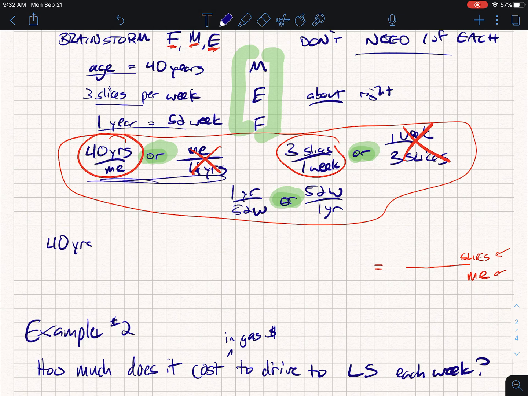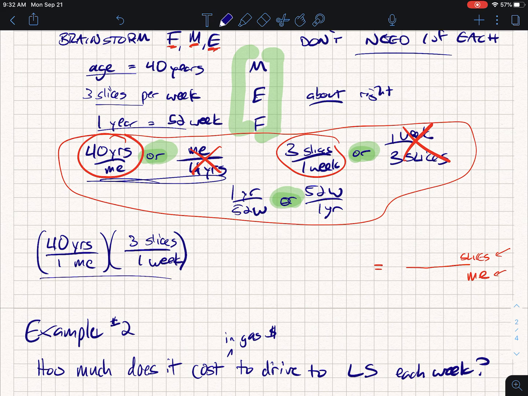I'm going to say that 40 years is the same as 1 me. And that's of course going to be a measurement, so that's not perfectly accurate. And I'm going to say that I average about 3 slices a week. Again, an estimate. That's not perfect, but that's a pretty good estimate. 3 slices in 1 week.